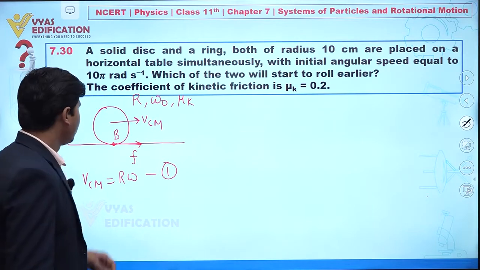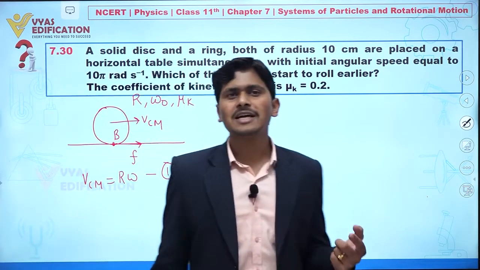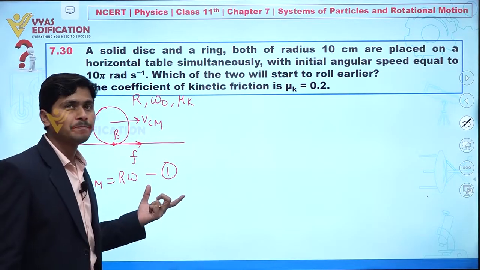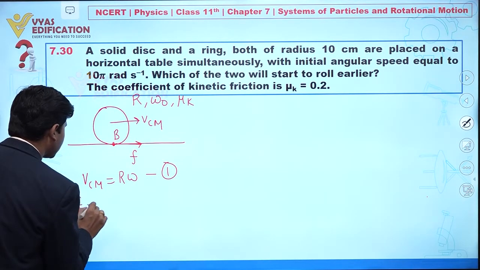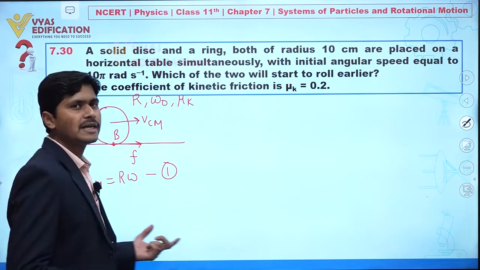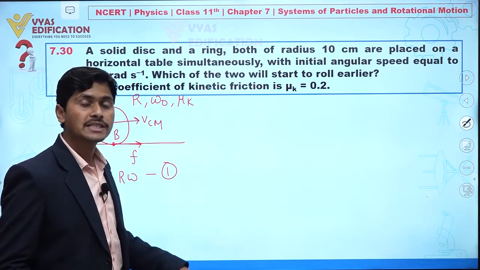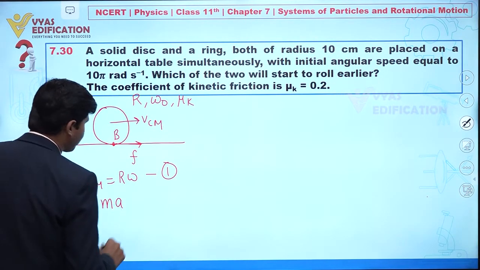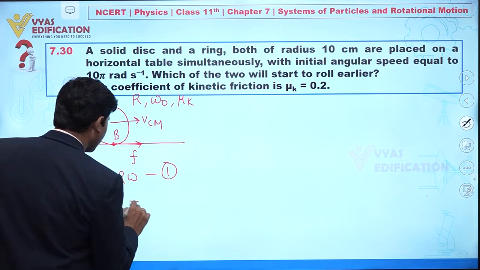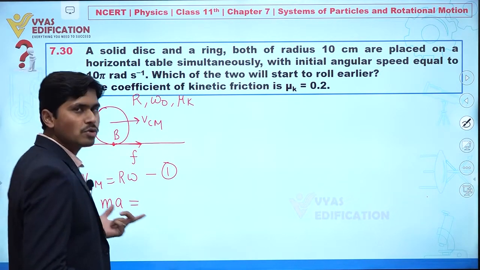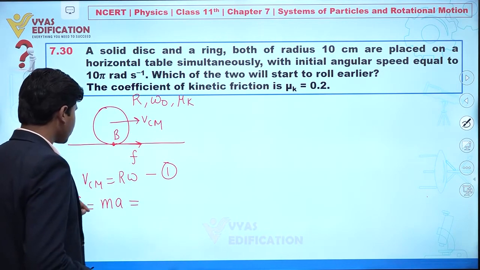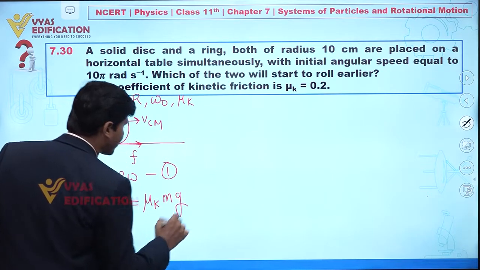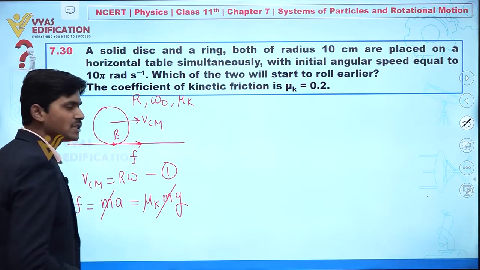Clear? Now when a body just starts and is in the condition of pure rolling, the role of friction is very important. Clear? So we can write like this: the friction force is providing the necessary acceleration for the center of mass. So I can say this is equal to m into a. Yes or no? Yes. Now we know the friction force is written as mu mg. Clear? So from here m and m cancel out.